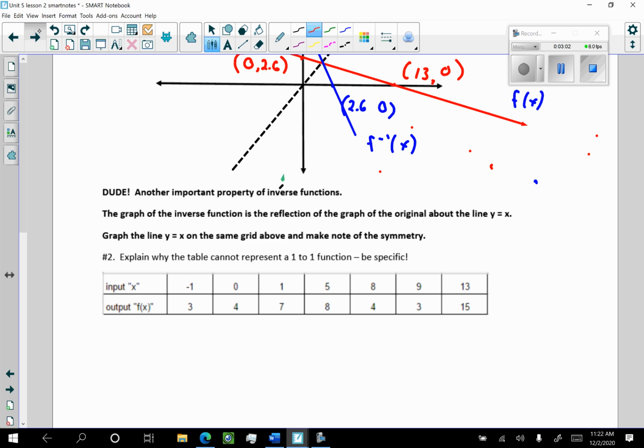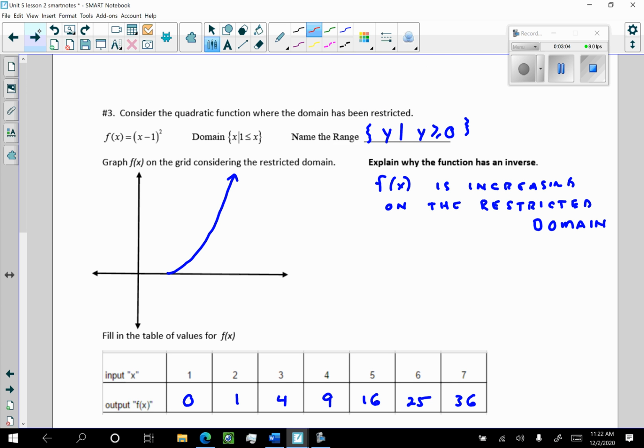And this is the problem that I really want to concentrate on today. Consider the quadratic function where the domain has been restricted. So I want to look at this function, but I'm only going to look at it on the domain x is greater than or equal to 1. This quadratic is in vertex form and has a vertex of (1, 0). So this point right here is (1, 0). If I put 1 in, 1 minus 1 is 0, the output is 0. And so this graph is half of a parabola.